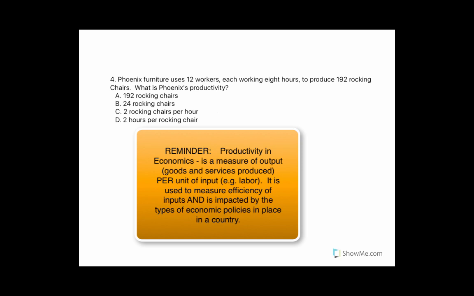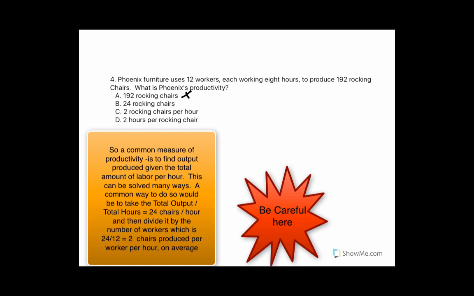Okay, so Phoenix Furniture uses 12 workers each working 8 hours to produce 192 rocking chairs. What is Phoenix's productivity? Right, so it's not 192 rocking chairs, because remember, we don't care about the overall amount of output. We care about how effective a single unit of input is in producing output. And we can check 24 rocking chairs here. I think that's 192 rocking chairs divided by 8 hours, which is 24 rocking chairs, right? So that tells us how many rocking chairs they produce per hour.